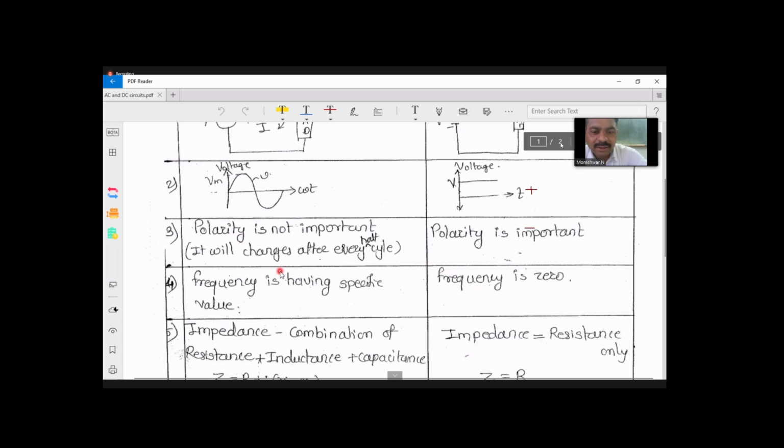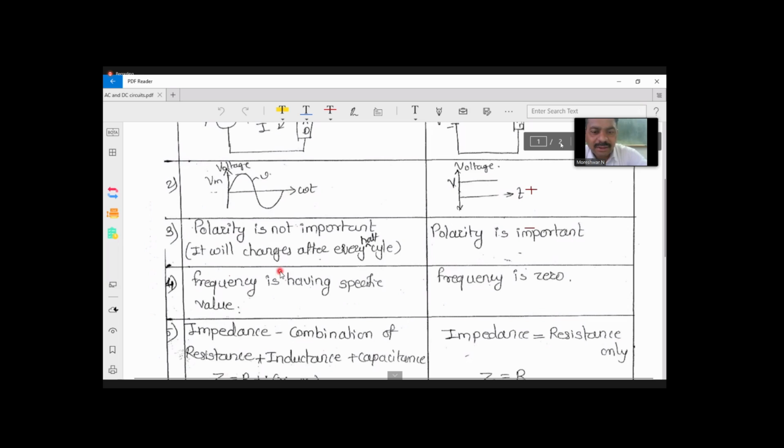The combination of resistance, inductance and capacitance is called impedance. Impedance is one type of resistance, but it is the combination of resistance, inductance and capacitance, and it is normally denoted by Z. Z is equal to R plus or minus j, in brackets, the reactance of the inductor minus the reactance of the capacitor. So in this way you can write it.